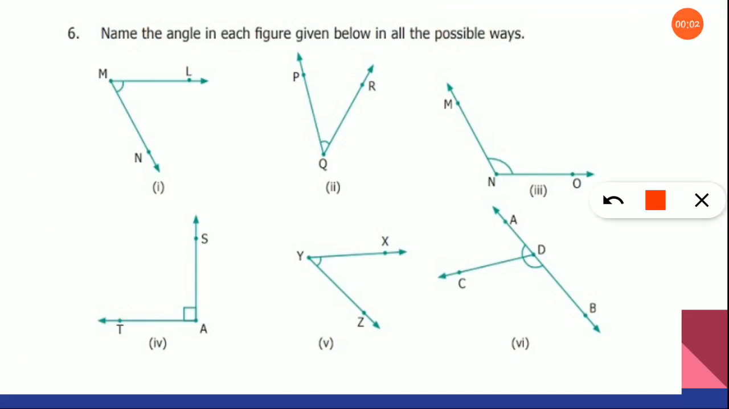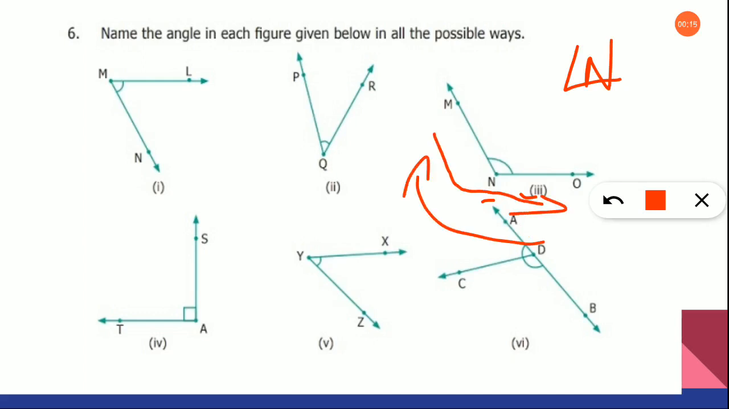Next, look at the third subdivision. How will we name it? This angle is N, so we are going to mention it as angle N. Okay. And what are the other ways to name it? Same way, you can come in this direction and the opposite direction.